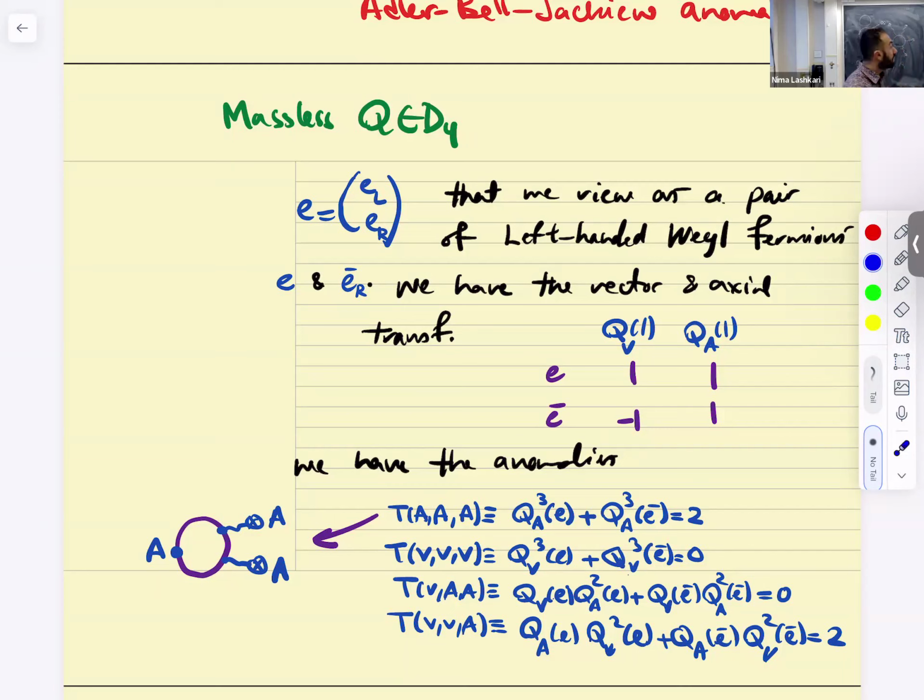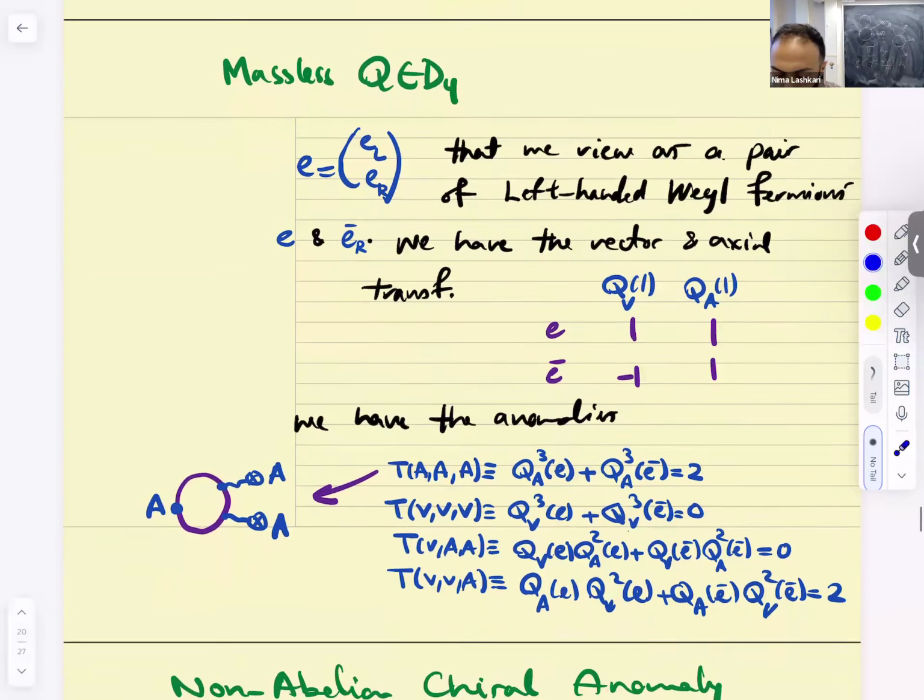So as a warm-up, let's do the calculation of massless QED in 4 dimensions to see if this theory makes sense. We want to see if there is a sense in which you could make sense of chiral gauge transformations, axial gauge transformations, in QED4.